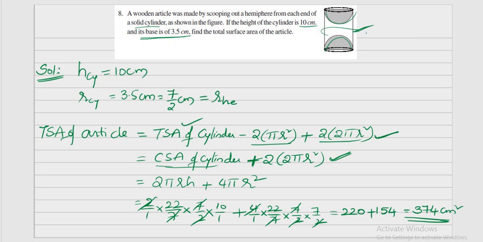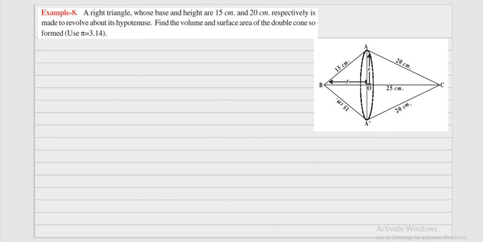Next, moving on to one more question. See here, this is nothing but example 8, which is given in our textbook. There is a right angle triangle whose base and height are 15 centimeters and 20 centimeters respectively, and it is made to revolve about its hypotenuse.